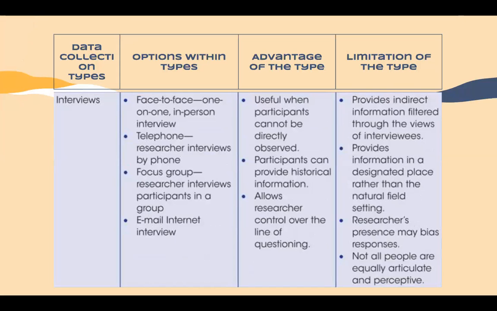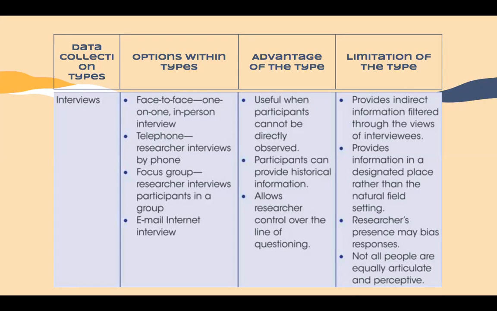Next one is interviews. The options within the types are that interviews can be conducted face-to-face, one person in a one-on-one in-person interview. It can also be conducted through telephone, where researchers interview by phone, focus group, where the researcher interviews participants in a group, and email or internet interview. The advantage of this type is that interviews are useful when participants cannot be directly observed. Participants can provide historical information, and it also allows researchers control over the line of questioning.